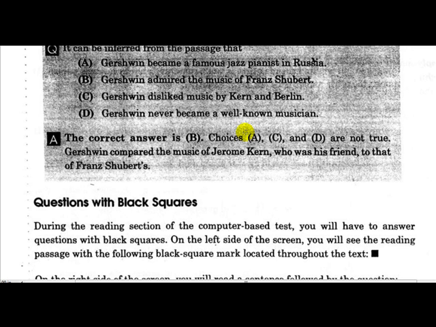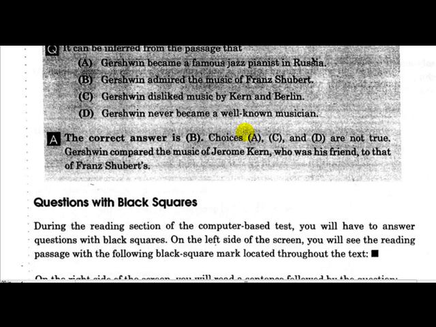Gershwin admired the music of Franz Schubert. A, C, and D are not true. Gershwin compared the music of John Kern, who was his friend, to that of Franz Schubert. Okay?